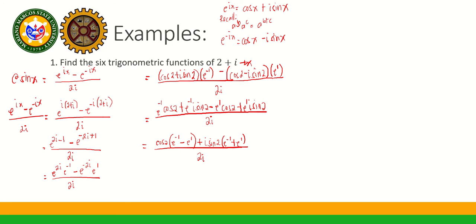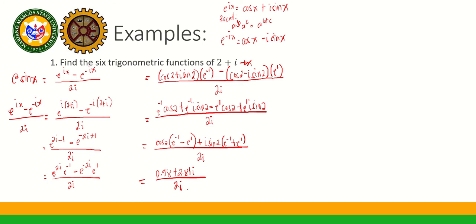Now, if we calculate this one on your calculators, you will get 0.98. Ito, sa part na to. And then, that is plus 2.81i all over 2i.